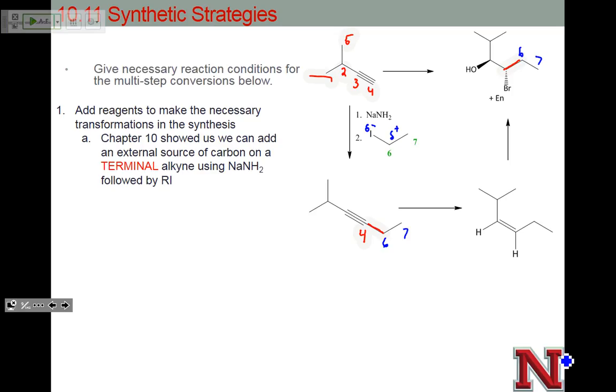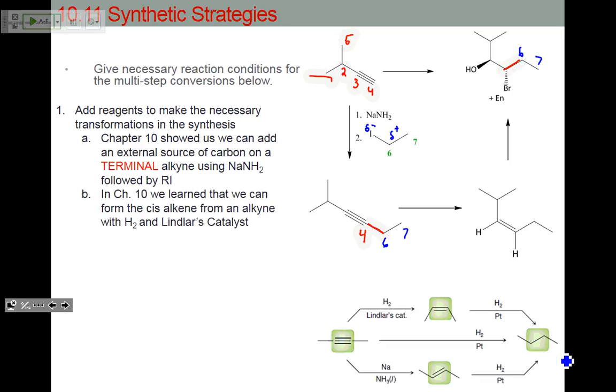Lindlar's catalyst, we do need H2 still. We need a source of hydrogen. But in this case, it's H2 and Lindlar's catalyst to form our cis. Our trans, the hydrogens are coming from our liquid ammonia. But for Lindlar's catalyst, that's still going to be a palladium, but it just has R groups that block that second addition from happening. So it blocks the catalyzation of the second addition.